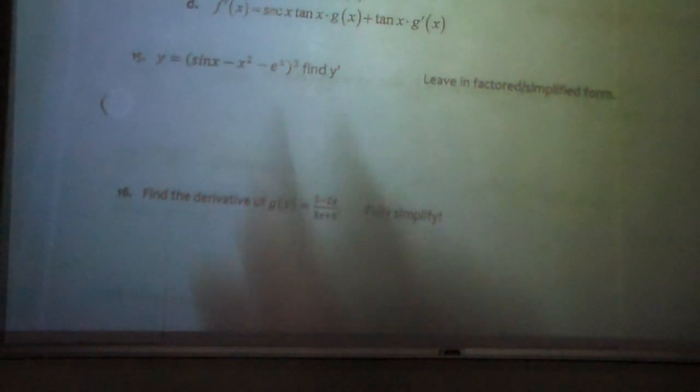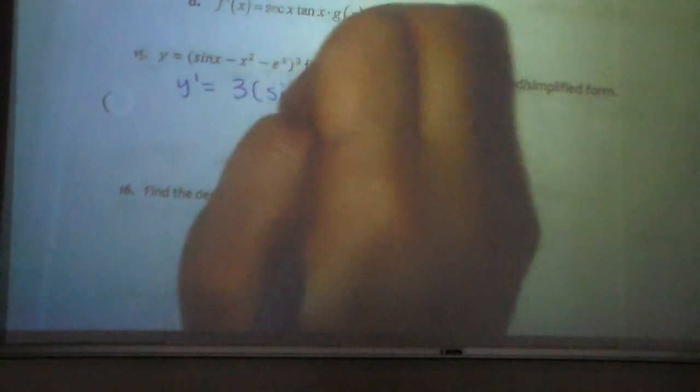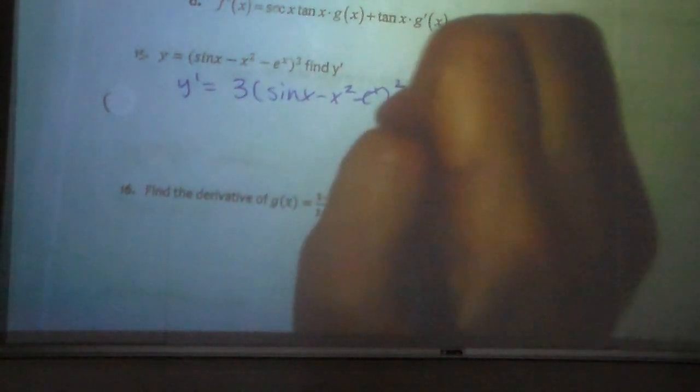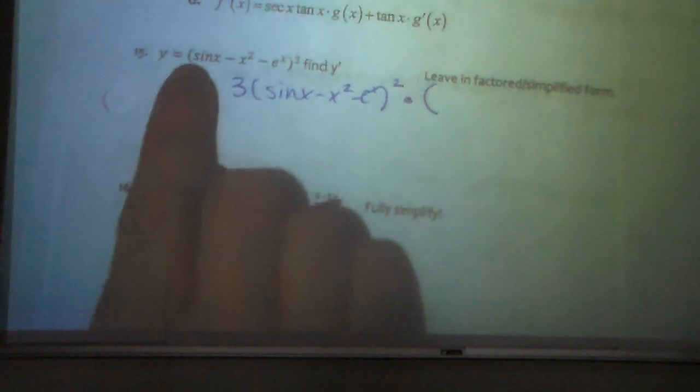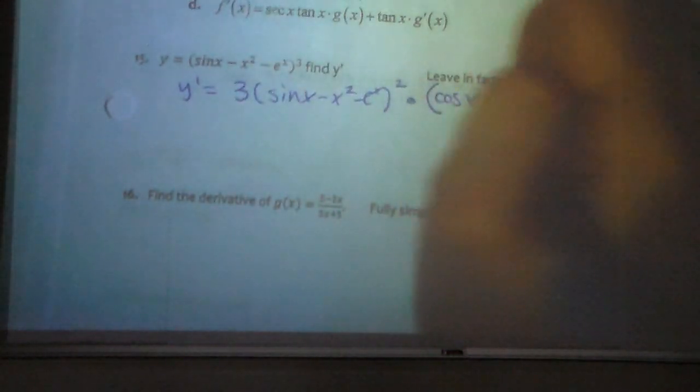Okay. Here we're trying to find the derivative. This is definitely chain rule. So the outside function would be the cube, so 3 now to the squared power, leave the inside alone, and then multiply by the derivative of the inside. Derivative of sine is cosine. Derivative of minus x squared would be minus 2x.